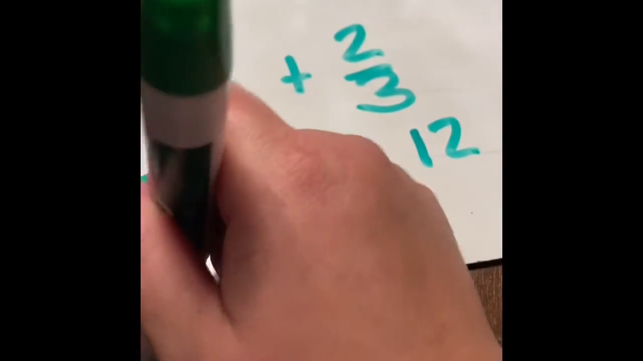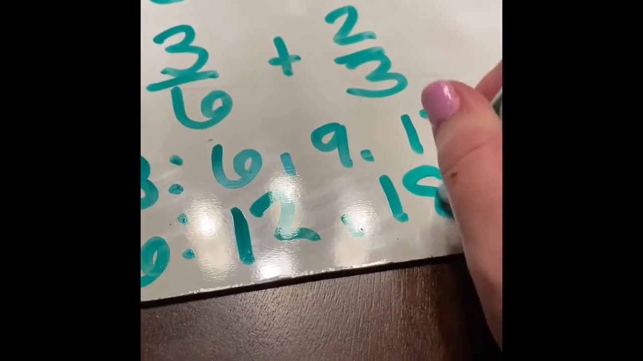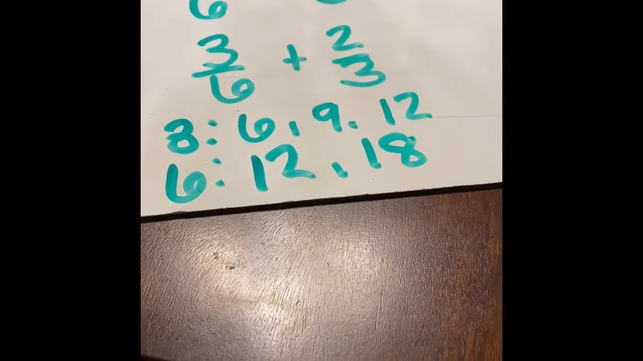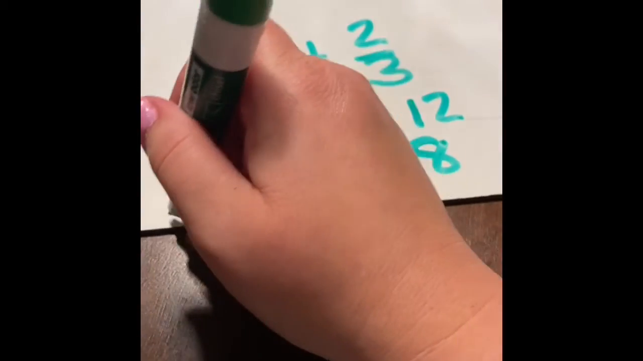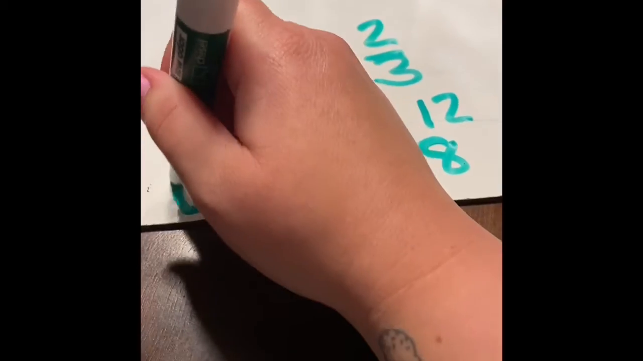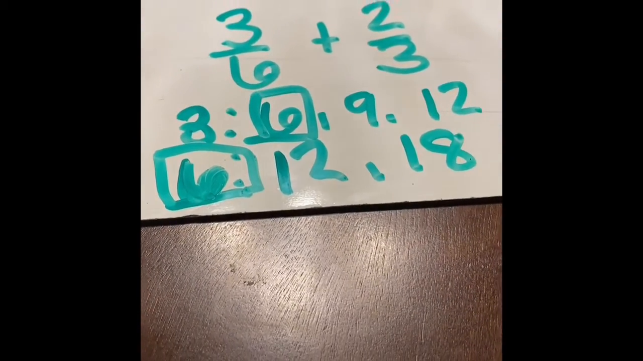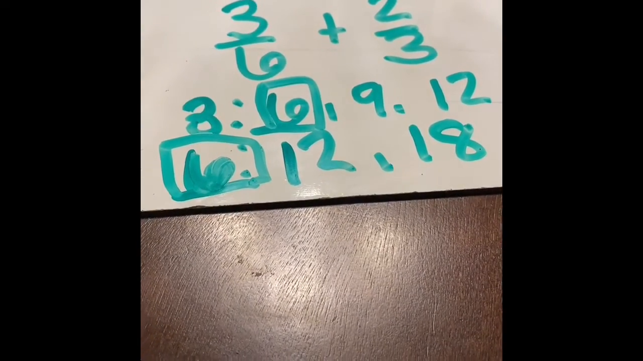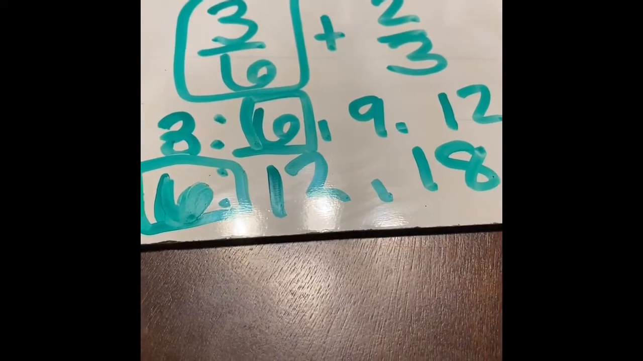The multiples of 6 are 6, 12, 18. That's as far as I'm going to go, but multiples go on forever. They never ever stop. Looking at the 3 and the 6, I have a 6 in common. That's called my least common multiple. So I want to use my least common multiple to find my denominator.